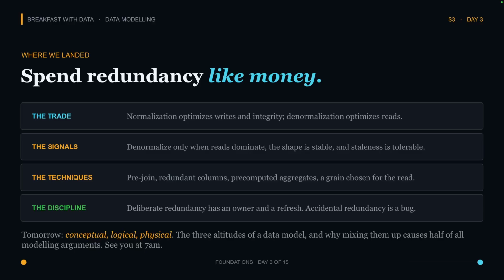Now this is where we've landed. Spend redundancy like money, right? You need to know the trade-off. Normalization optimizes write and integrity. Denormalization optimizes read. Denormalize only when read dominates, the shape is stable, and staleness is tolerable. So maybe T minus 1, end of day, kind of calculations and all the rest of them.